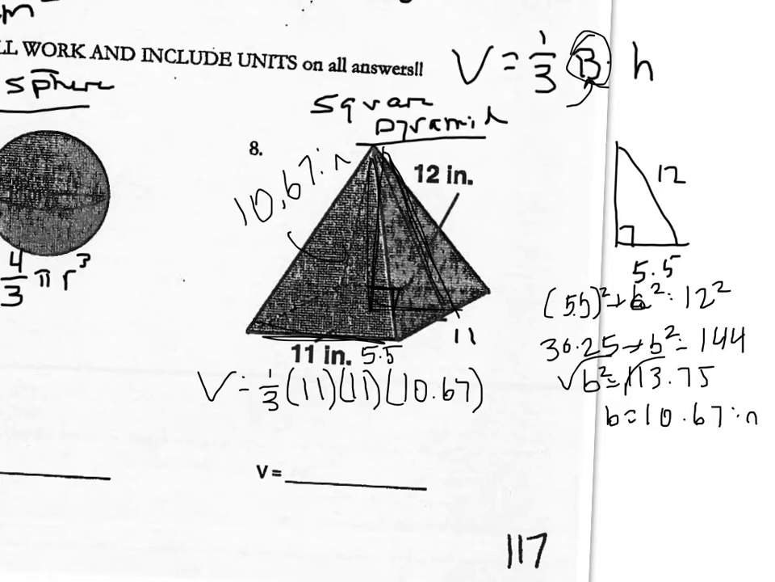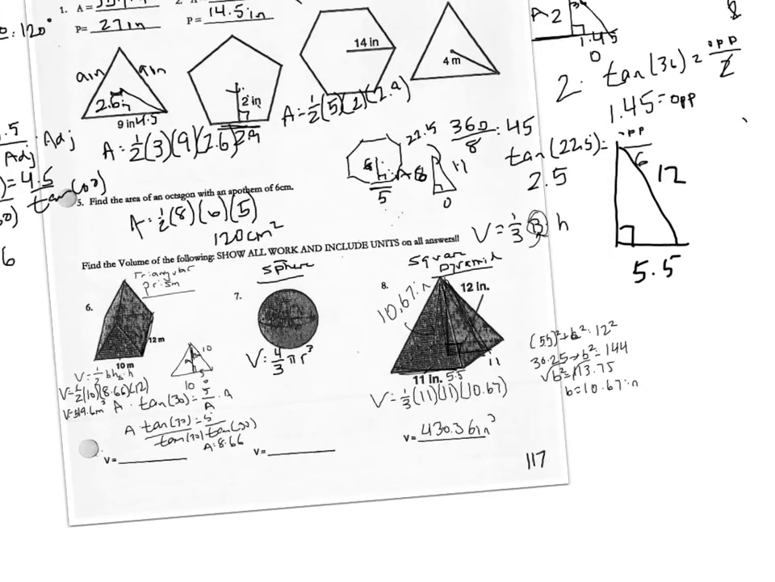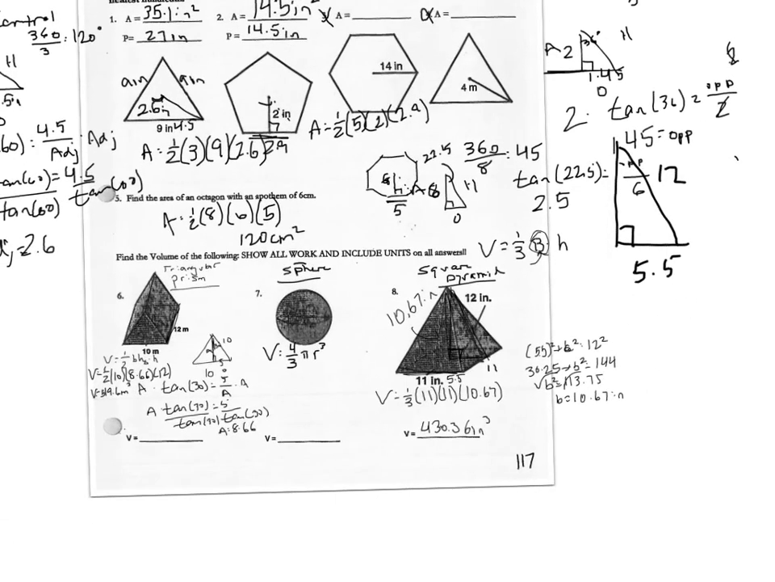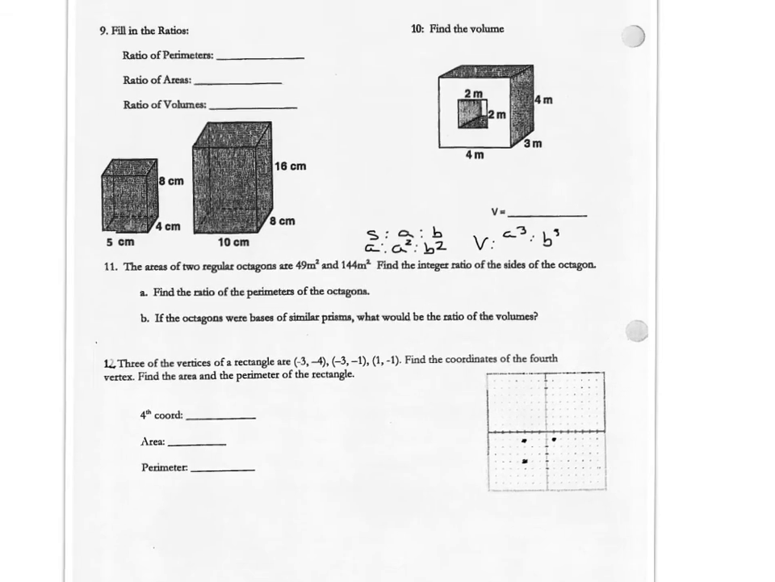And you get approximately 430.36. Our units are inches, and it's always cubed. Okay, so there's the first page. A lot of work, but you guys can do this. Flip it over. Okay, take a look at our back.